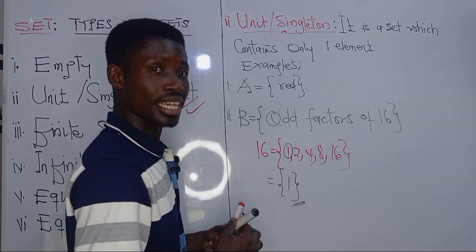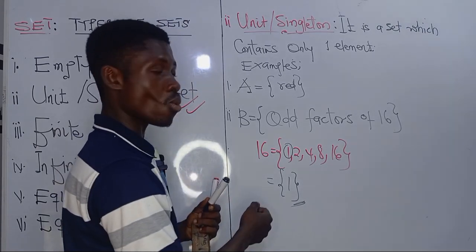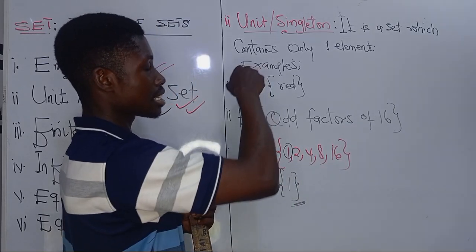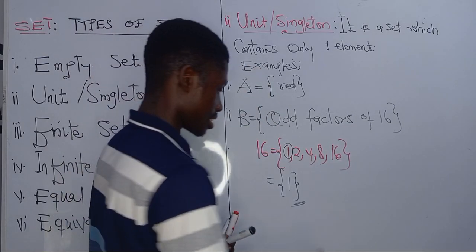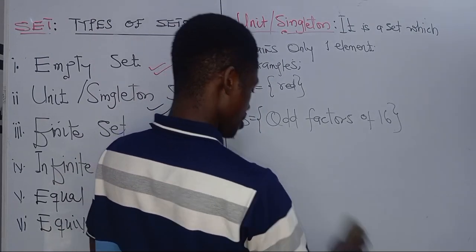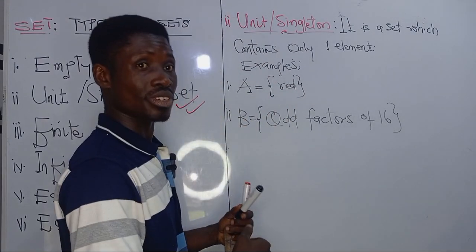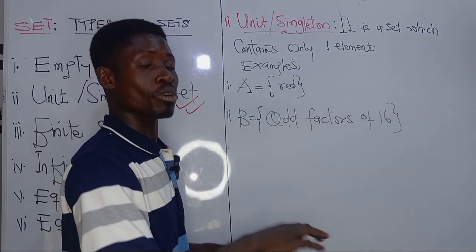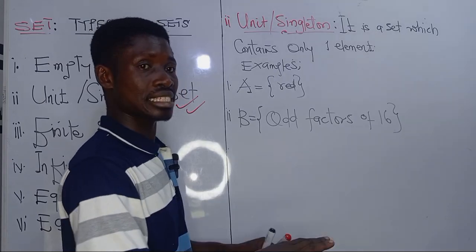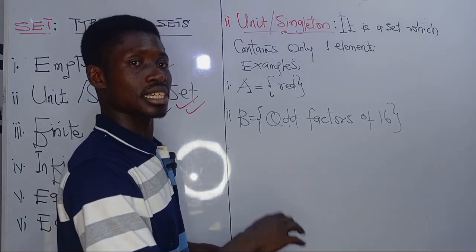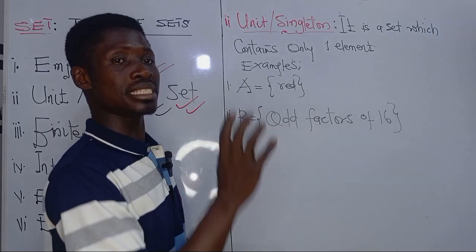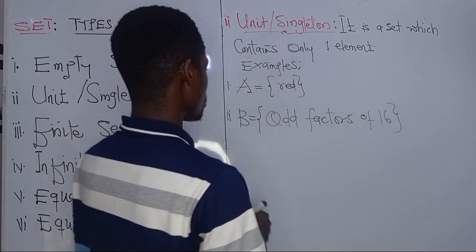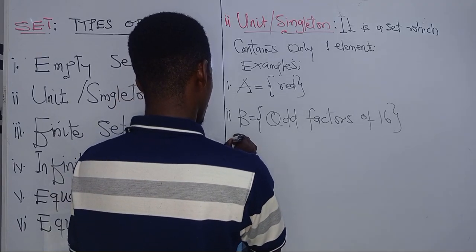And this set is what? A unit set because it contains only one element. Therefore, this set is a singleton or a unit set. So this means that sometimes you have to list the elements for that particular set before you can come out with the type of set. So when we list those elements and realize that it's only one element in the set, then you can say that set is what? A unit set.